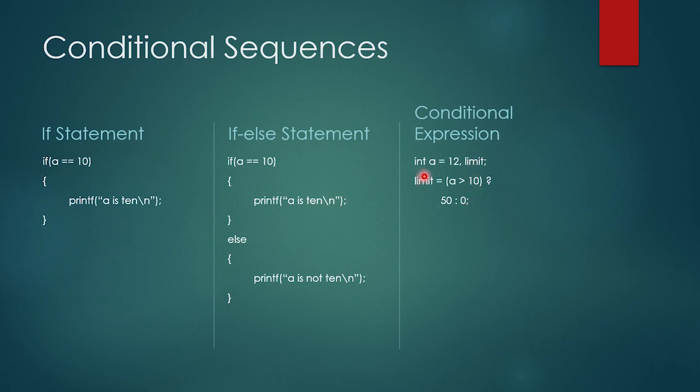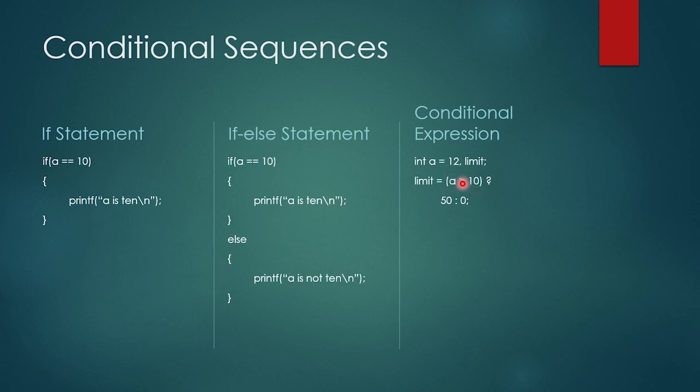So I start out and I say int A equals 12 and limit. And I say limit equals A is greater than 10, question mark, 50 colon 0. Now the way you read that is if A is greater than 10, the answer is 50, otherwise the answer is 0. So if this evaluates to true, then it picks the first expression. If it evaluates to false, it picks the second expression, and that is the value assigned to limit.